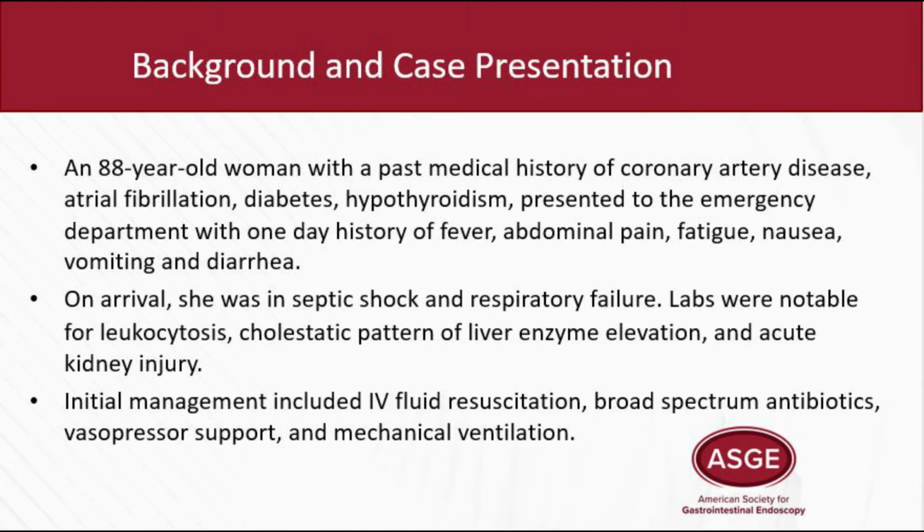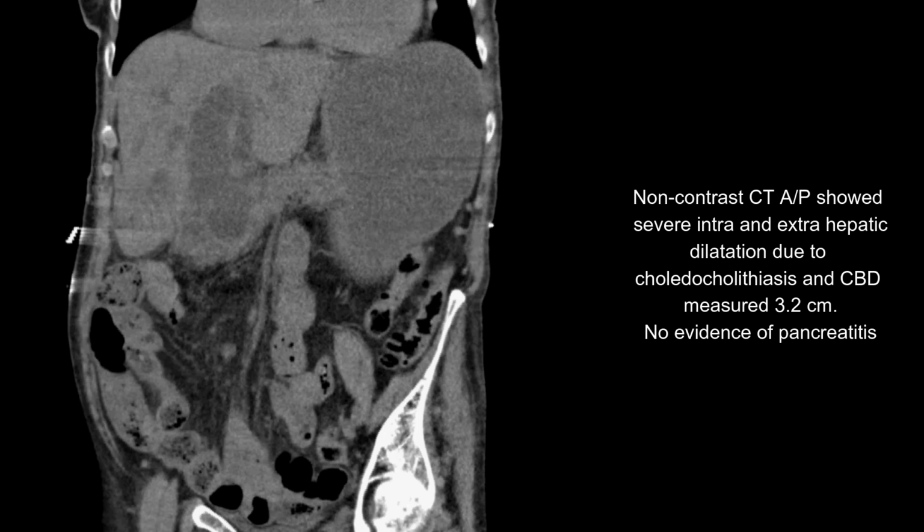An 88-year-old woman with a past medical history of coronary artery disease, atrial fibrillation, diabetes, hypothyroidism presented to the emergency department with a one-day history of fever, abdominal pain, fatigue, nausea, vomiting, and diarrhea. On arrival, she was in septic shock and respiratory failure. Labs were notable for leukocytosis, cholestatic pattern of liver enzyme elevation, and acute kidney injury. Initial management included intravenous fluid resuscitation, broad-spectrum antibiotics, vasopressor support, and mechanical ventilation.